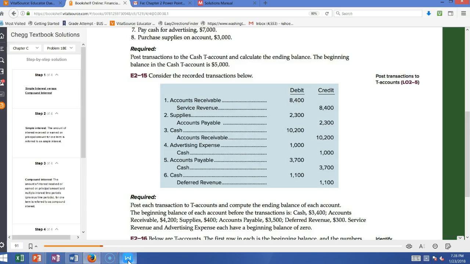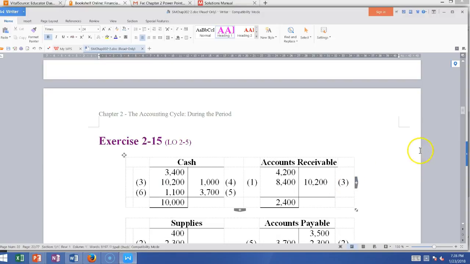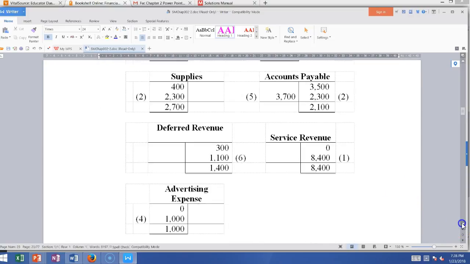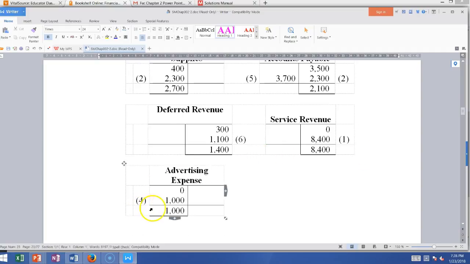Next, number 4, advertising expense is a debit of $1,000, a credit of cash for $1,000. We're going to go and post that. Do you see number 4, a credit of cash here, $1,000? And we're going to go down to advertising expense, a debit, number 4, $1,000. Make sense?